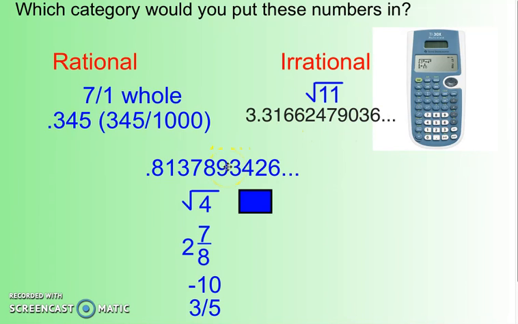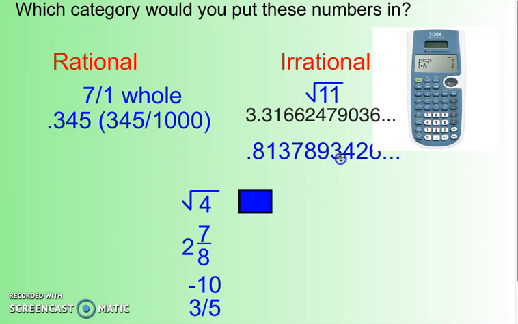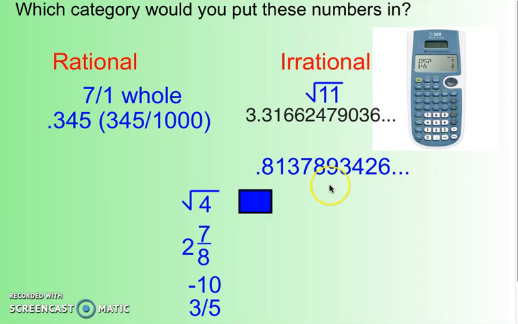How about the next one? This decimal also would be in the irrational category for the same reasons. There's no pattern, can't predict what comes next. How about the square root of 4? Well, I know that 2 times 2 is 4, so I would get a whole number of 2. So actually, that is a perfect square root because I get a whole number. And I know whole numbers are in the category of rational numbers, so I would put the square root of 4 in the rational category.